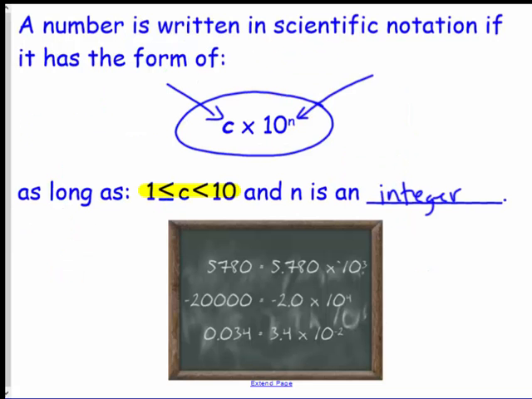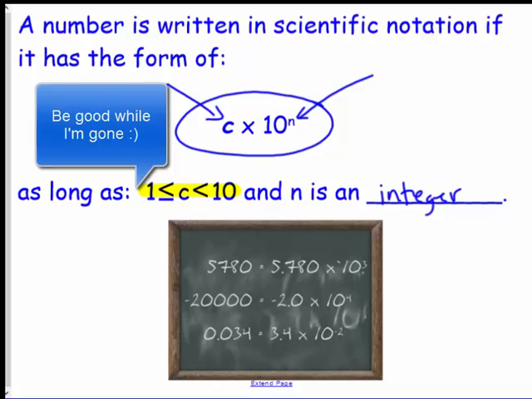So again, a little bit of scientific notation, just remembering that it's C times 10 to the N, where 1 is less than or equal to C, which is less than 10. This hopefully gives you a really good background on what you need to do for the next couple days.